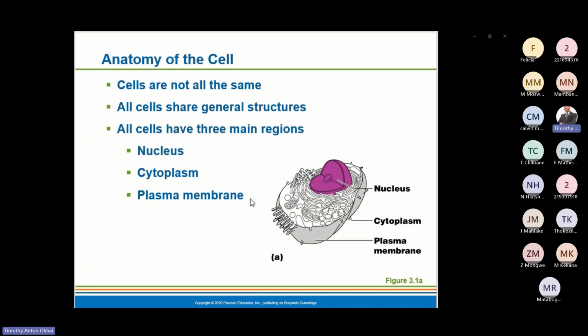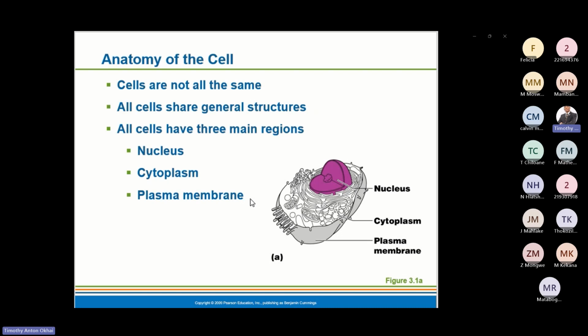So let's look at the anatomy of a generalized cell. When we talk about a generalized cell, understand that there are millions and millions of cells in the body. These cells do not look alike. A bone cell looks totally different from a blood cell or a hair cell or a skin cell or a muscle cell. But some of the organelles they contain could be similar.